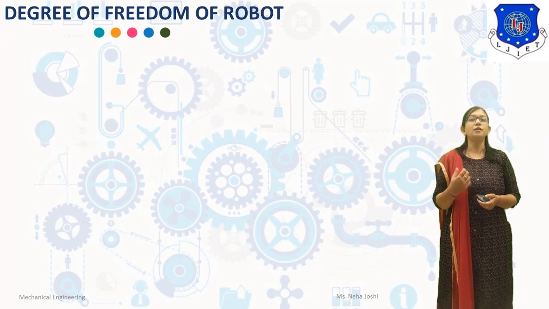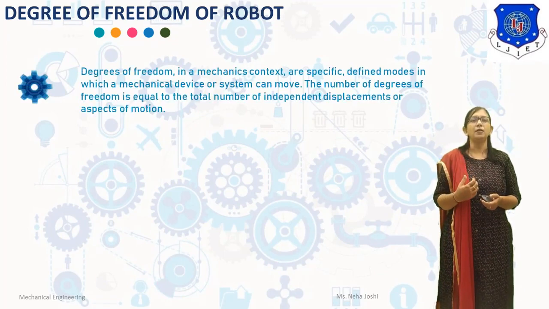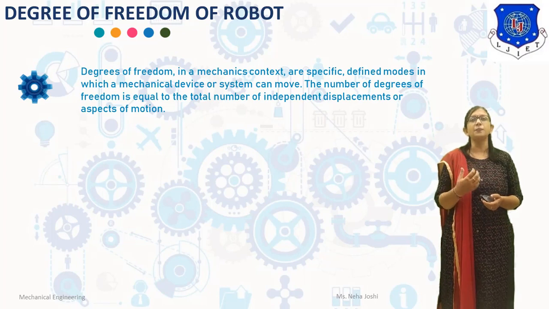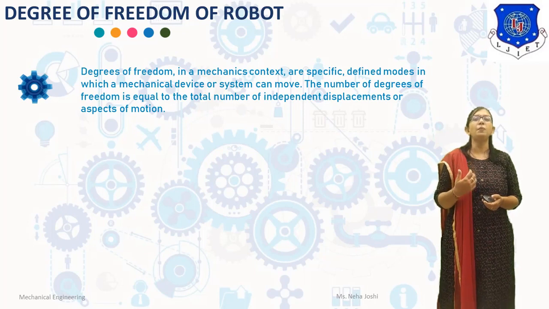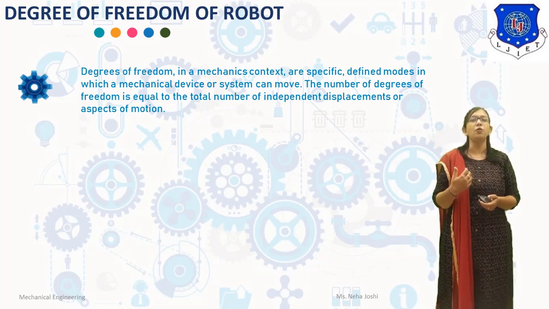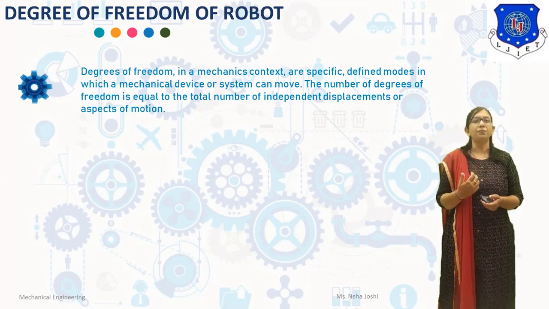Now, first of all, what is degree of freedom? The degree of freedom in a mechanics context are specified defined modes in which a mechanical device or system can move. The number of degrees of freedom is equal to the total number of independent displacements or aspects of motion. Some robots have 6 degrees of freedom.